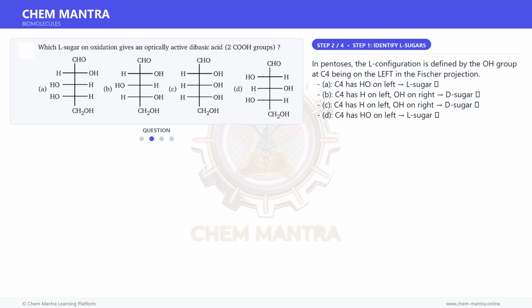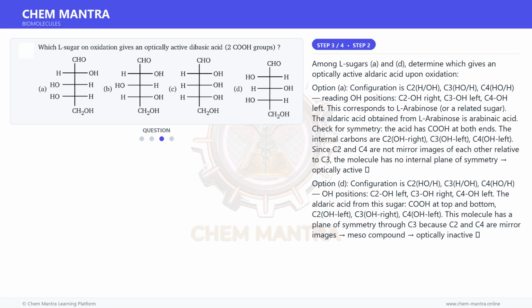Moving on to the next step. In pentoses, the L configuration is defined by the OH group at C4 being on the left in the Fischer projection. A: C4 has HO on left, L sugar. B: C4 has H on left, OH on right, D sugar. C: C4 has H on left, OH on right, D sugar. D: C4 has HO on left, L sugar. Moving on to the next step.